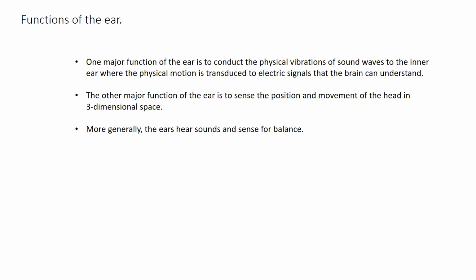Moving on to the ear. So like the eyes, the major function of the ear is to take sound information, the physical vibrations of sound, and translate that into electrical signals that the brain can understand as sound. We'll take a look at the anatomy of how that works in a minute.